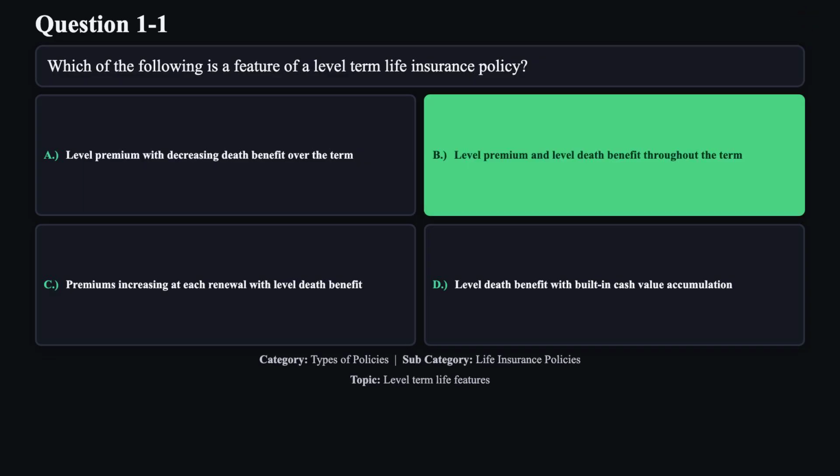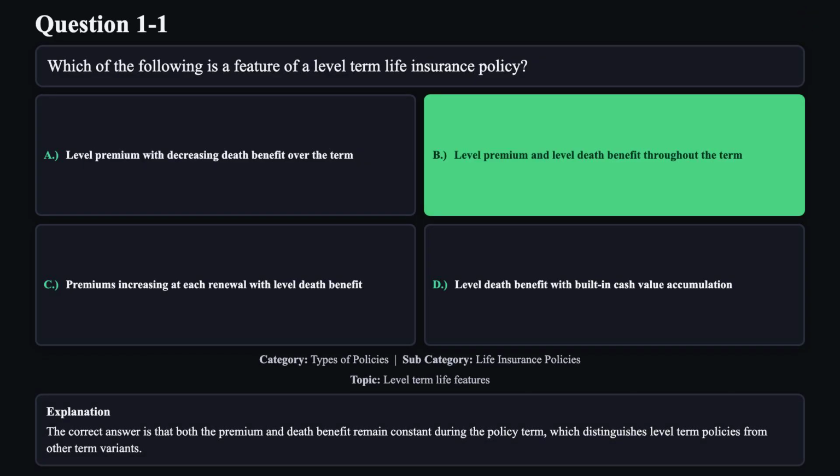The correct answer is B. The correct answer is that both the premium and death benefit remain constant during the policy term, which distinguishes level term policies from other term variants.